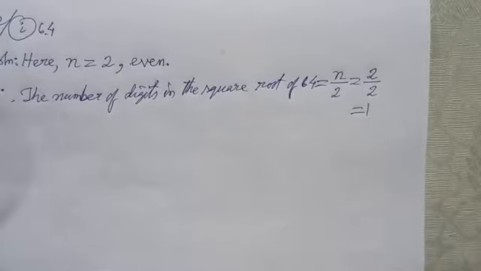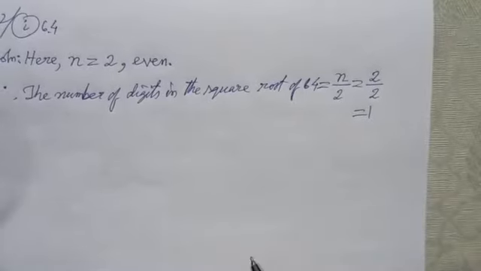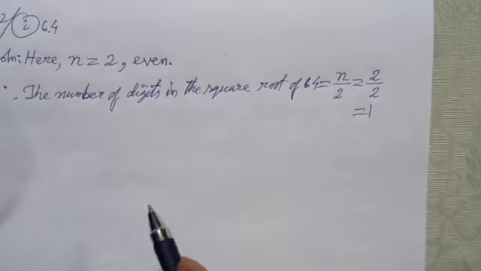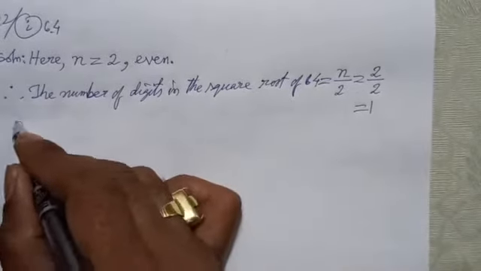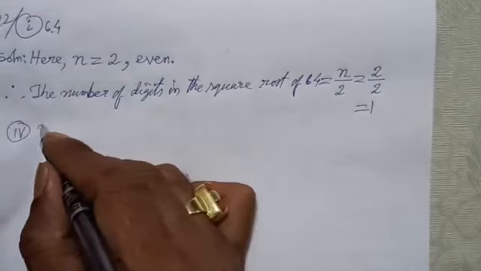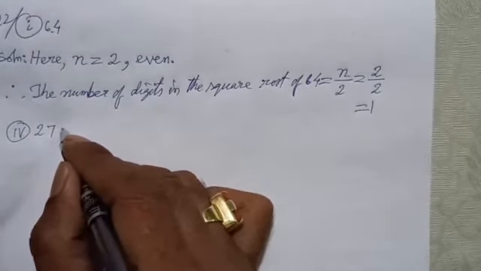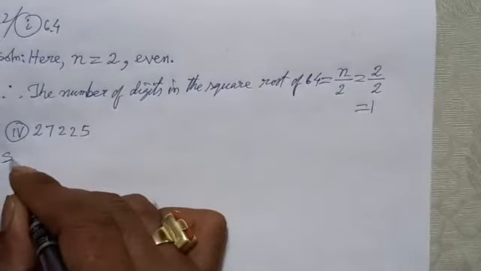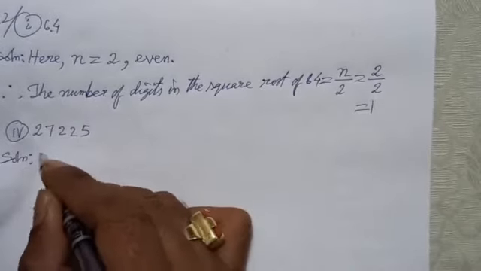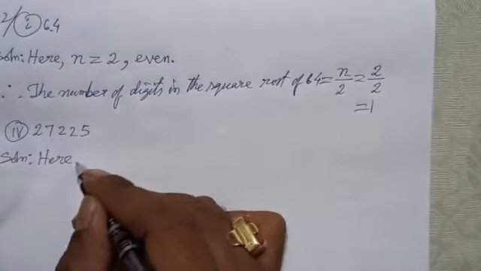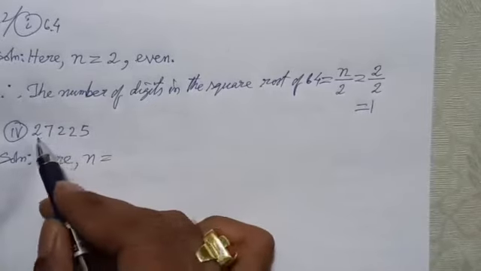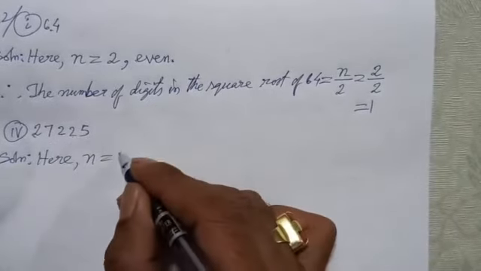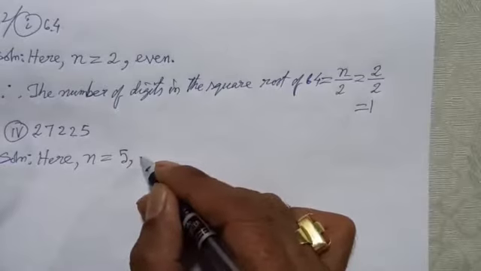Roman number 4, here the given number is 27225. Now solution. Here number of digit n is 1 2 3 4 5. 5 digit. 5 is odd.